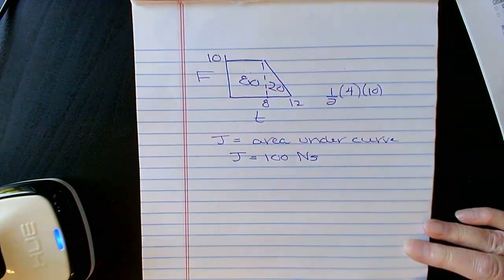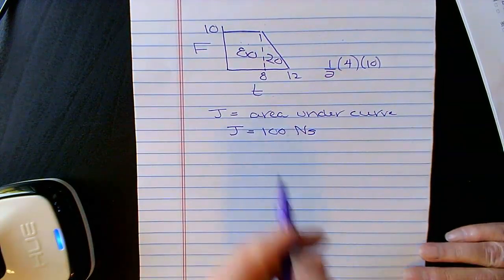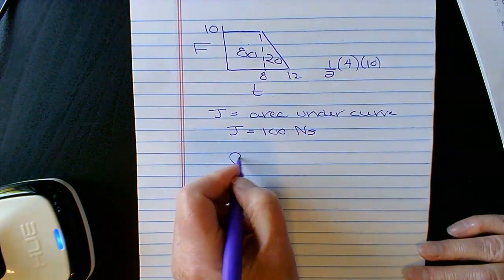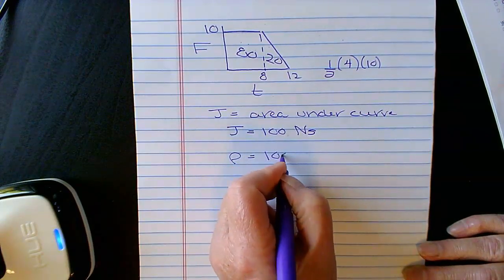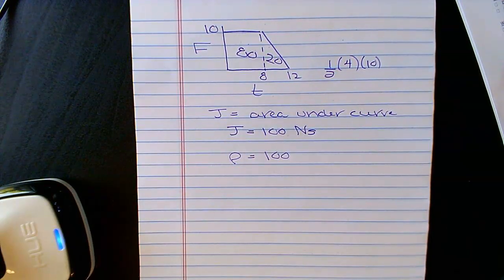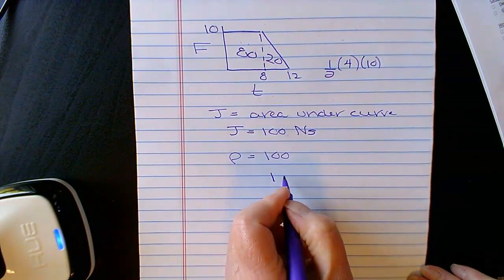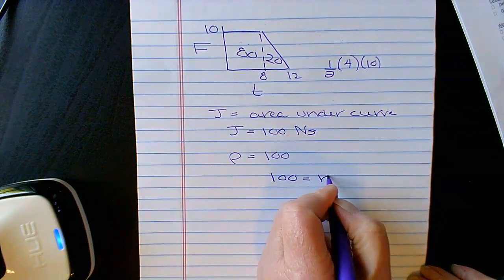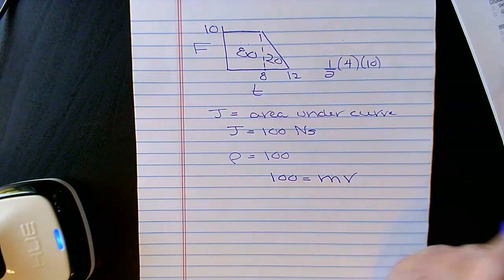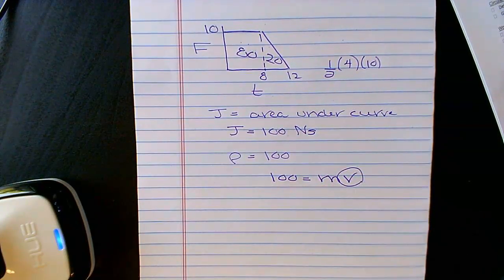But because of the impulse momentum theorem, impulse is equal to the change in momentum. So that also tells me that the momentum is 100. And if I knew the mass of the object, then I could calculate the change in velocity of the object. So just be able to get impulse or momentum value from the graph.